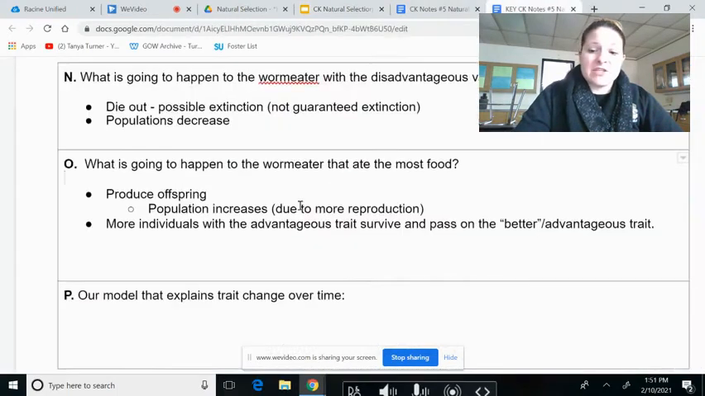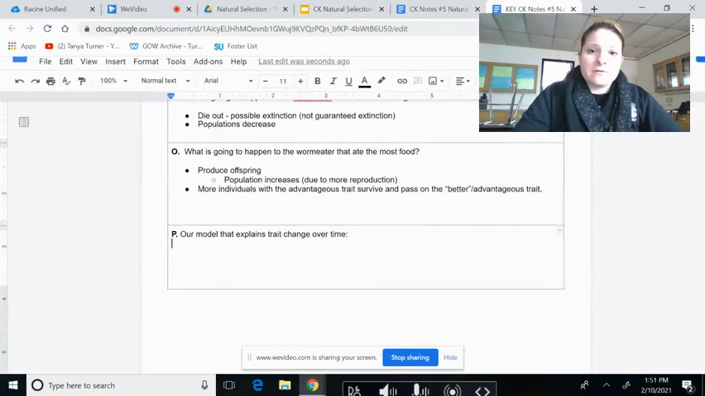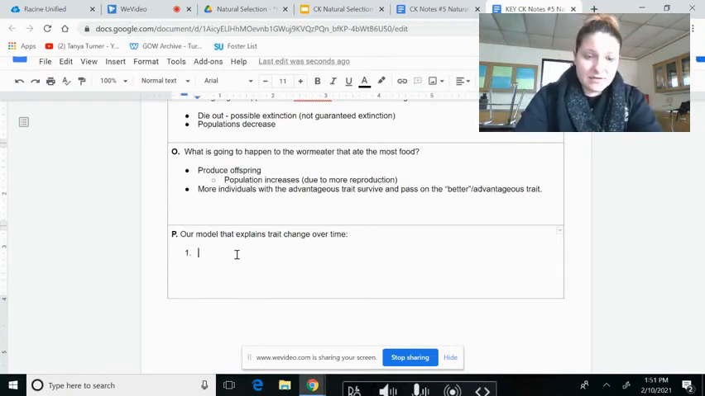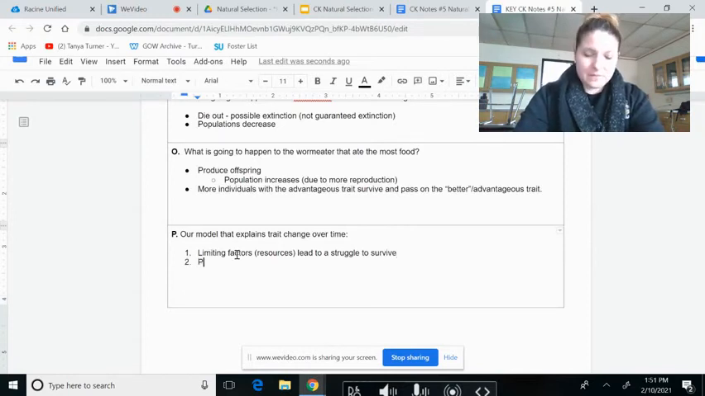So our model that explains how traits change over time. We have that limiting factors, resources lead to a struggle to survive. Populations have variations in traits.